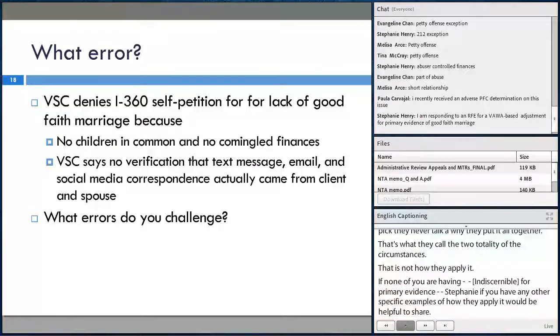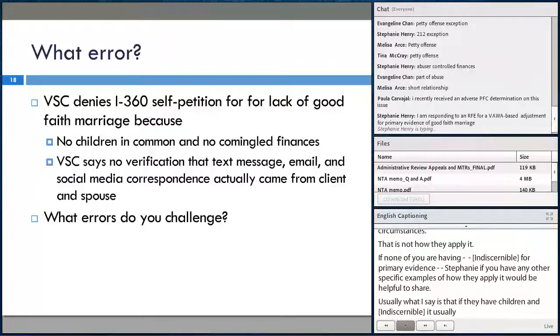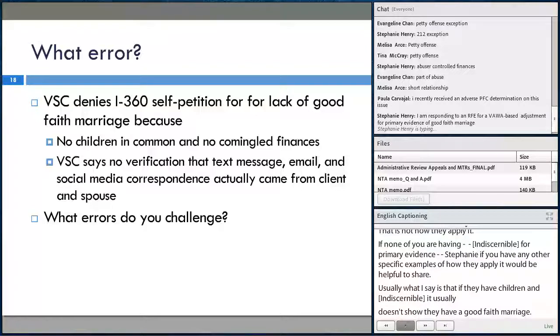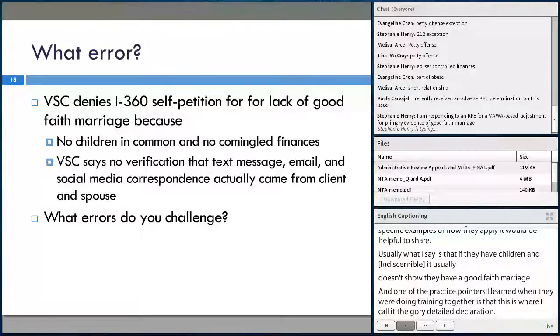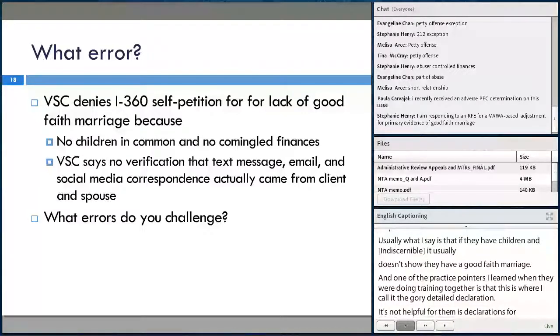And one of the practice pointers I learned from them when we were doing trainings together is that this is where what I call the gory detail declaration is really helpful. What is not helpful for them is declarations from your client and from others that say they loved each other or they were a very loving couple. What they need is the day-to-day gory detail of how they lived a life together.